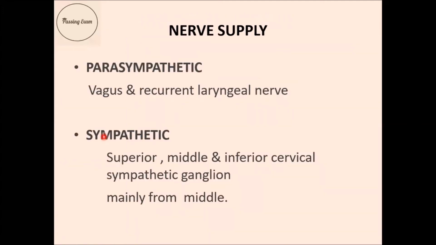There is a dual nerve supply of this thyroid gland. Parasympathetic supply comes from vagus and its branch recurrent laryngeal nerve, and sympathetic supply comes from superior, middle, and inferior cervical sympathetic ganglions, and mainly from the middle cervical ganglion.